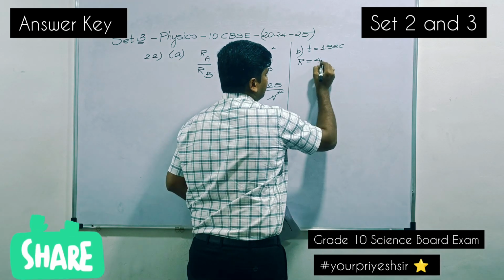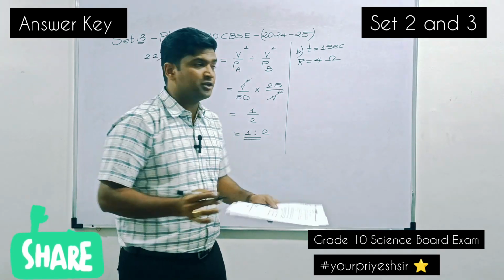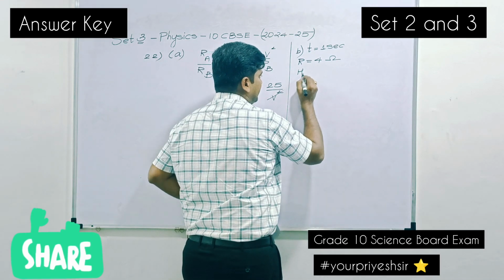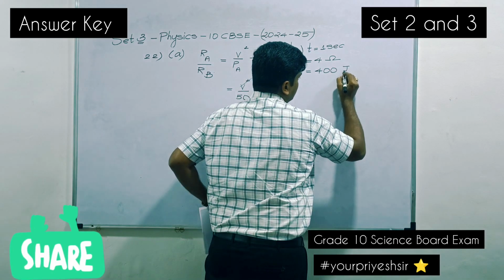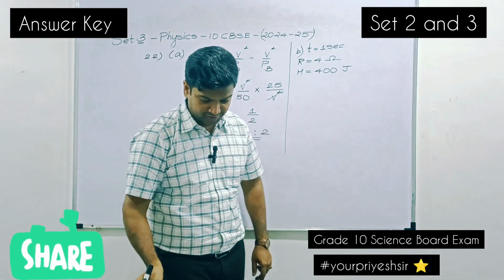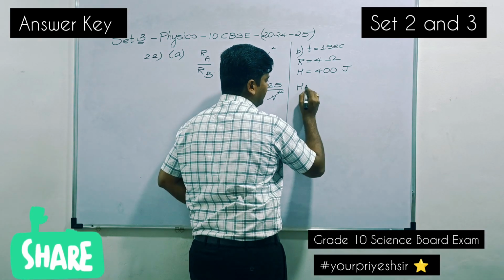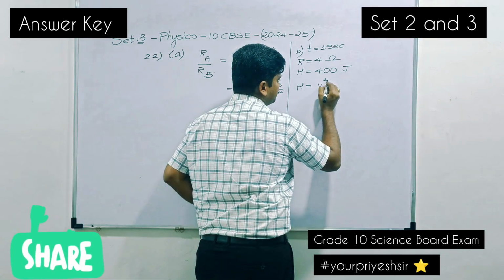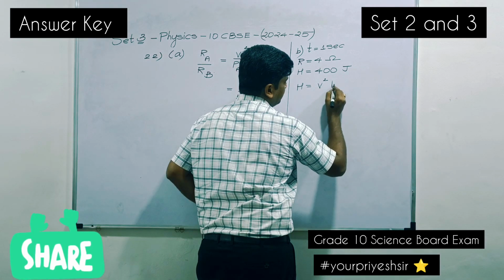Resistance is 4 ohm, heat is 400 joules. We need to find the potential difference. Potential difference चाहिए, तो हीट का फॉर्मूला है मेरे पास V square T by R.